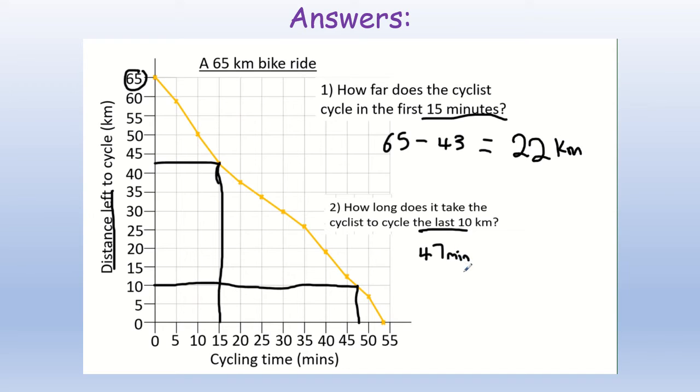So, how long does it take to finish the last 10 kilometres? He was there at 47 minutes, but we know he finished the race at about 53 minutes. So this time we need to do 53 subtract the 47, which gives us 6 minutes. Well done. I hope this makes some sense. Now you can see the answers.